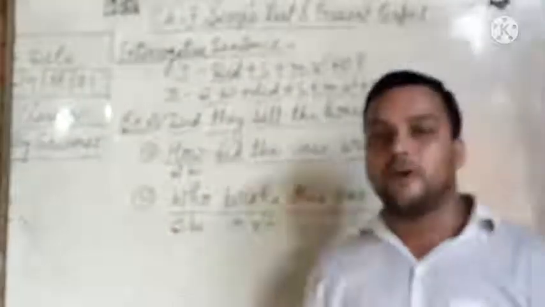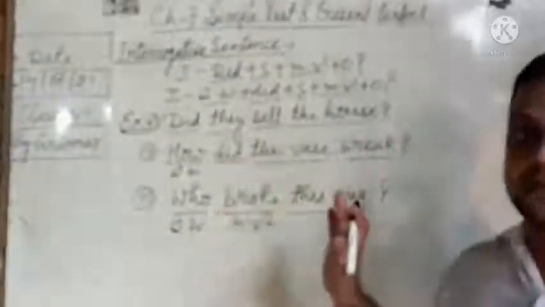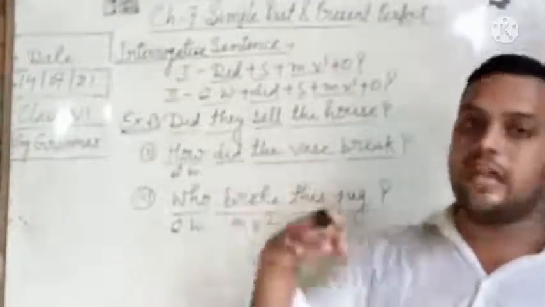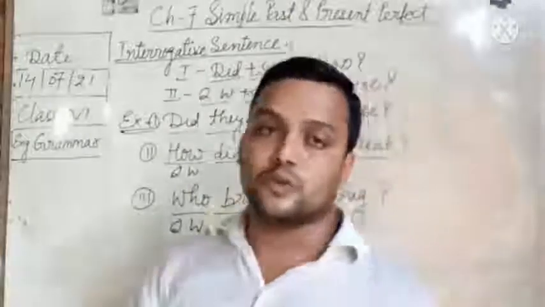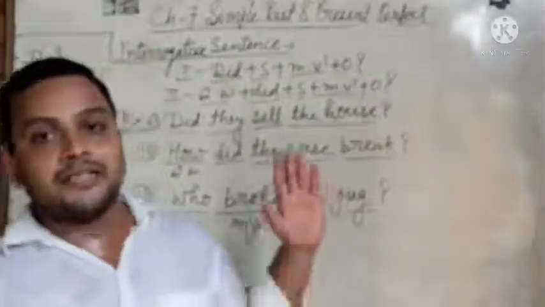So students, in this way, I have told you all the rules. I have told you the verb forms in affirmative, negative, interrogative. I have told you the helping verb also, how you will use the helping verbs. So write all these rules and revise them properly.